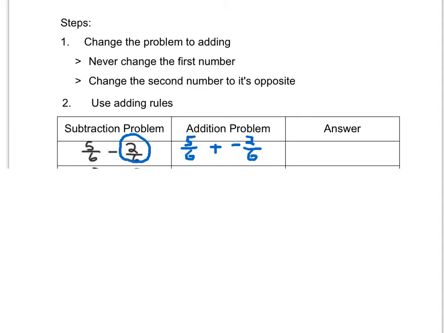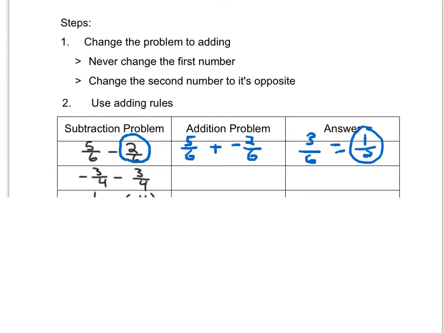Alright, now we use our adding rules. Well, when I add fractions, the bottom stays the same, and I add the top numbers. 5 plus negative 2. We subtract those numbers and get 3, and then the 5 is bigger than the 2, so we keep it positive. We can't be done here. We have to reduce our answer. And there it is. Let's go to the next one.